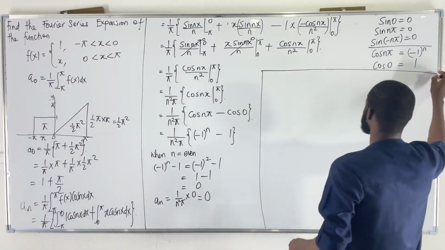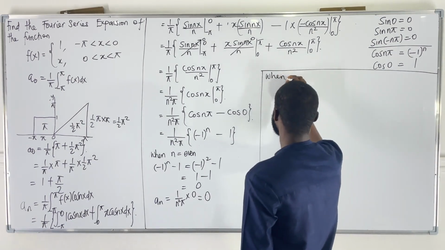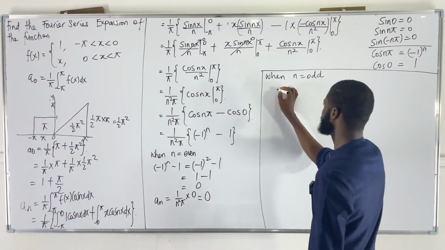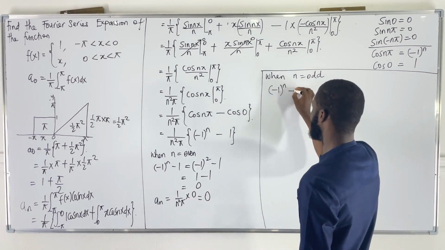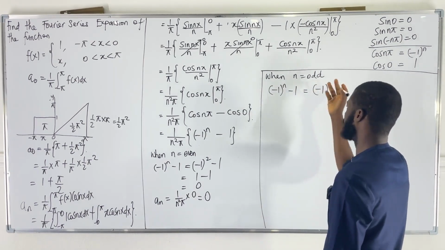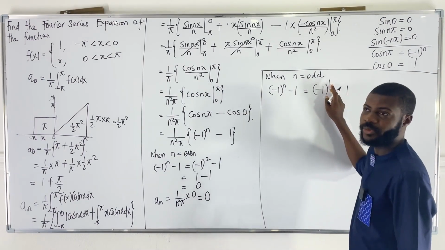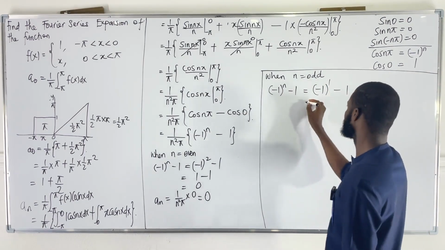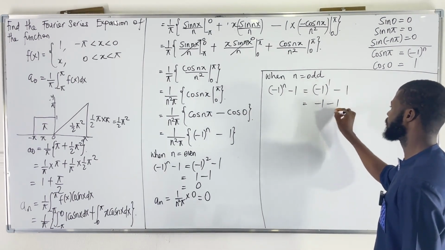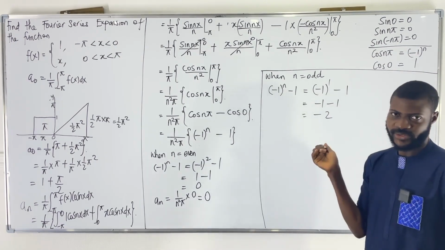I think I can do it here. So when n is odd, this is minus 1 to the power of n minus 1, equal to minus 1. Let's pick an odd number, let's say 1. Please take note, any odd number you pick, the result will still be the same. So minus 1 to the power of 1 is minus 1. Then you have minus 1, so minus 1 minus 1 is minus 2. So you can say this one is not 0.